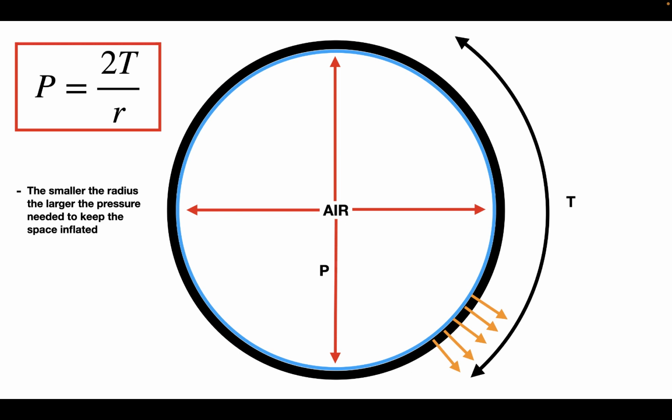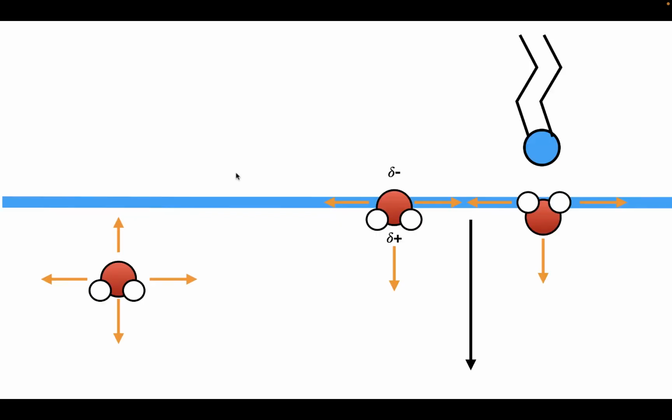So the main thing that you should gather from this is three things. The first thing is that surface tension decreases the compliance of the alveoli. So in other words, it makes it harder for the alveoli to expand. The second thing is that the pressure needed in order to maintain a certain volume is going to be directly related to the surface tension. So the greater the surface tension, the greater the pressure needs to be in order to keep the space inflated at a certain level. And then the third thing is the smaller the radius, the larger the pressure needed to keep the space inflated. So what does surfactant do?